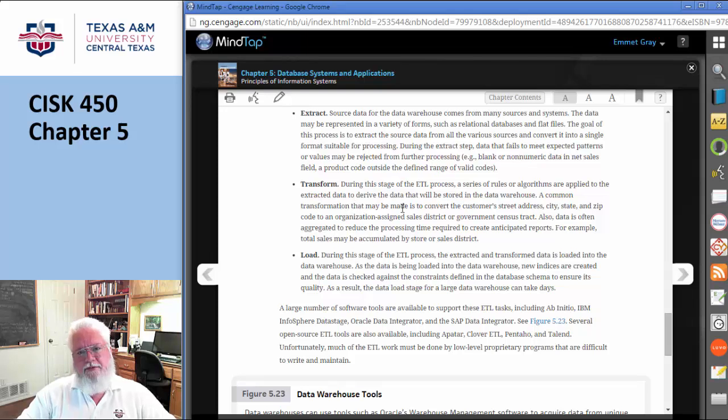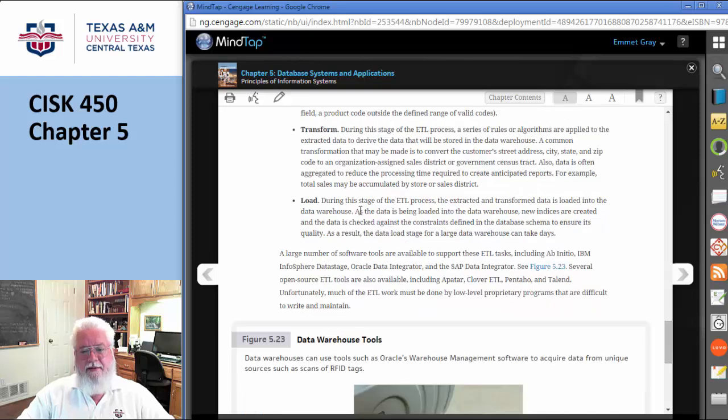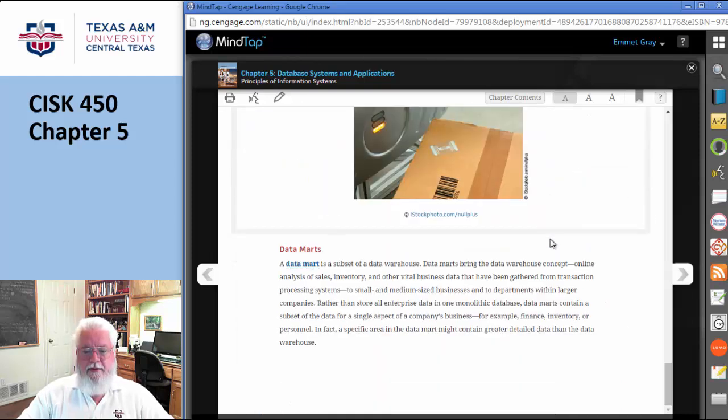Then you have to transform it into something useful, because when you extracted it, you don't really have much of a choice. You're going to get what they're going to give you, and then maybe you can convert from metric to English, and all sorts of other transformations that you're doing, and then you load it in your database so it can actually do the query. Okay. Again, a data mart is basically just a smaller one.